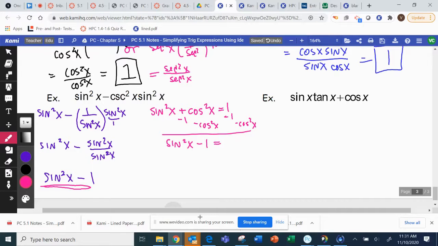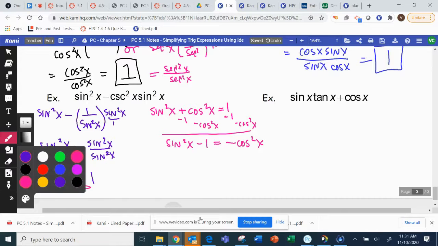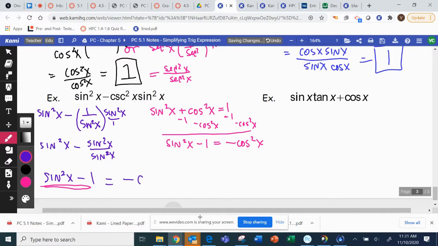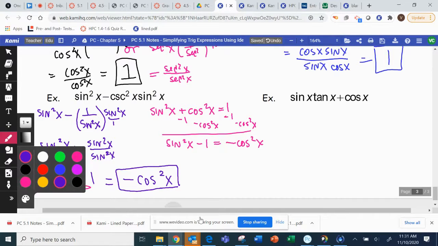And I get negative cosine squared x. So the Pythagorean identities are always 1 minus sine squared or 1 minus cosine squared. If they're in the other order, then it's negative that trigonometric ratio. I do want to show you I did a different thing in my head.